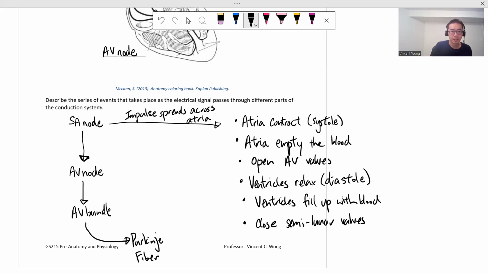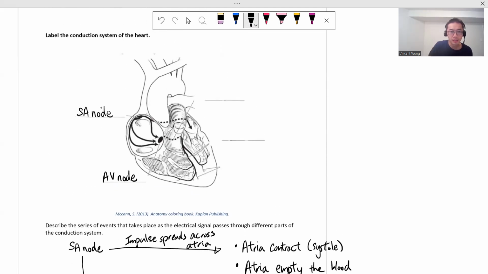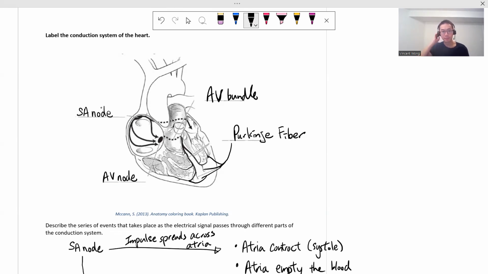Okay. I'll come back to this in a second. I just want to label these things for you. So all these things here, we just call it AV bundle. And this one is supposed to be pointing at these things. So these little fibers here, those are the Purkinje fiber.